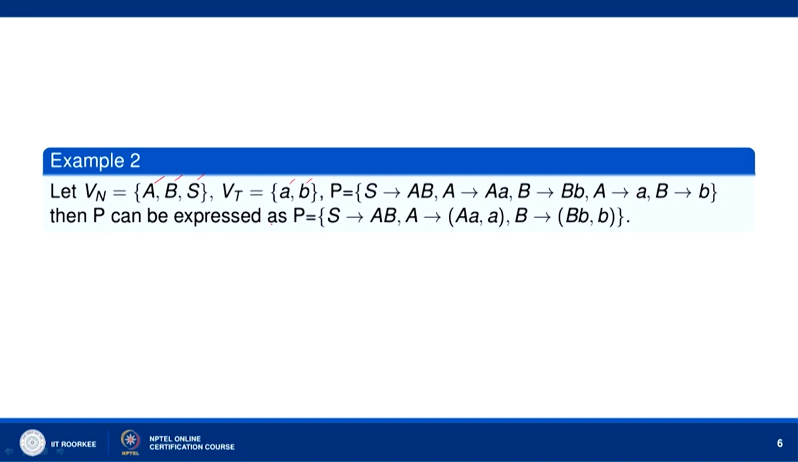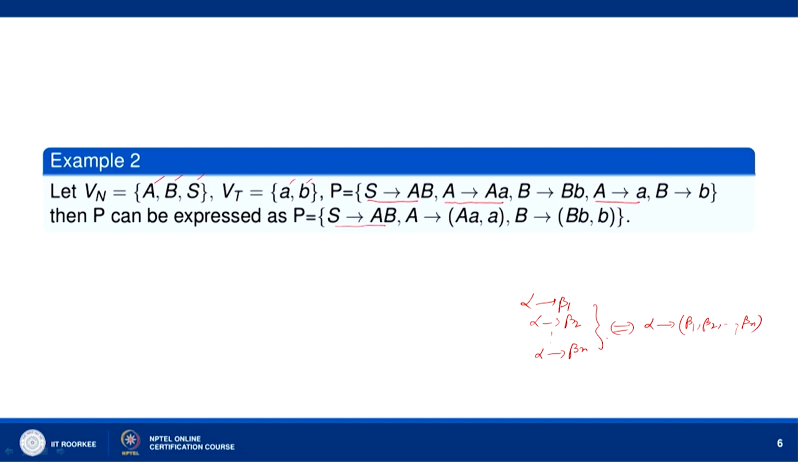Then P can be expressed also as P equal to S goes to AB. So, this we can write as such, S goes to AB. Now, here you can see that A goes to a, also A goes to A. So, by our previous notation where we have said that if alpha goes to beta 1, alpha goes to beta 2 and so on, alpha goes to beta n, then they can be represented by just one notation, alpha goes to beta 1, beta 2, beta n.